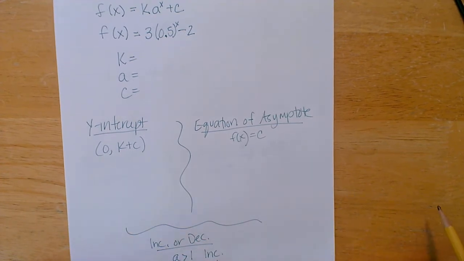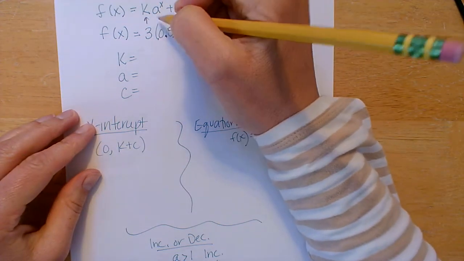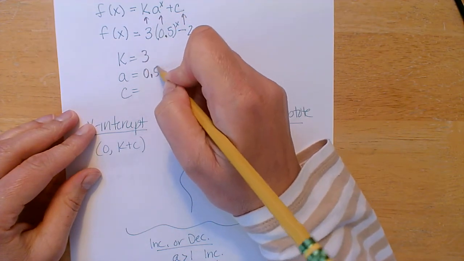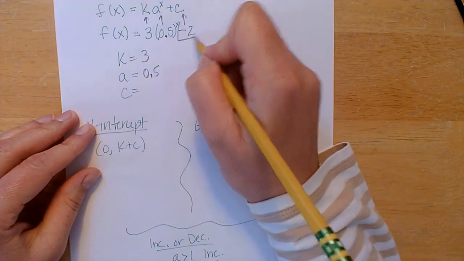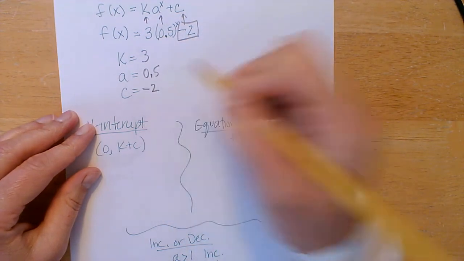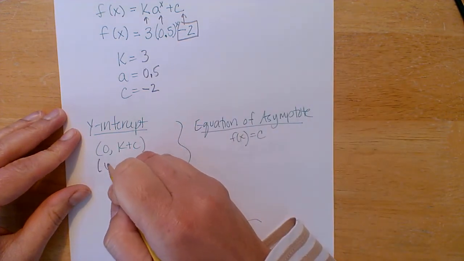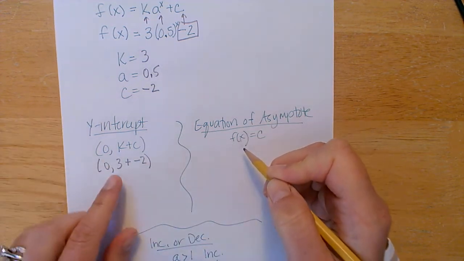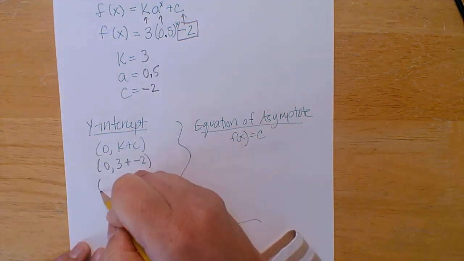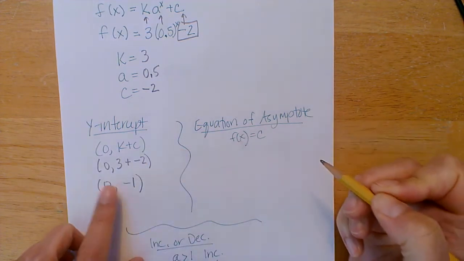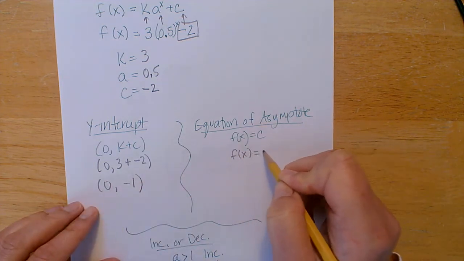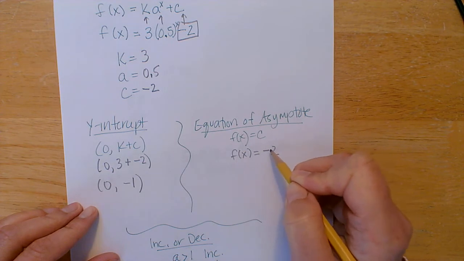Okay, the next one is 3 times 0.5 to the x minus 2. Again, really nice. We have all of our numbers. K is 3, A is 0.5, and be careful, C is going to be negative 2. Please be careful with your negatives. Let's look at the y-intercept. We're going to add K and C. And when we do that, we're going to be adding 3 plus a negative 2. 3 plus a negative 2 is negative 1. Don't forget to combine these. Asymptote, f of x equals negative 2. Please be careful of your negatives.